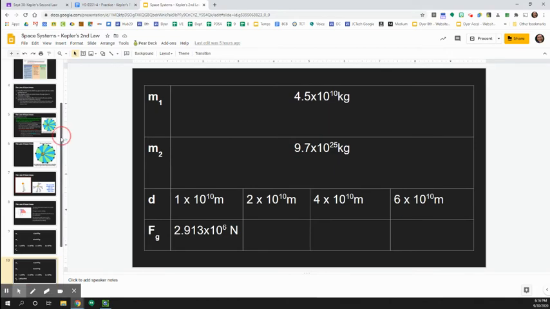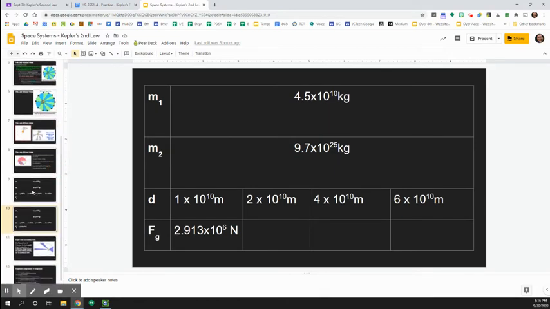So for space systems, you were supposed to do the 4 problems here that use this mass 1, this mass 2, and these 4 distances. And so I've got this force of gravity shown to you. Is this what you got? Maybe, maybe not. It's okay.